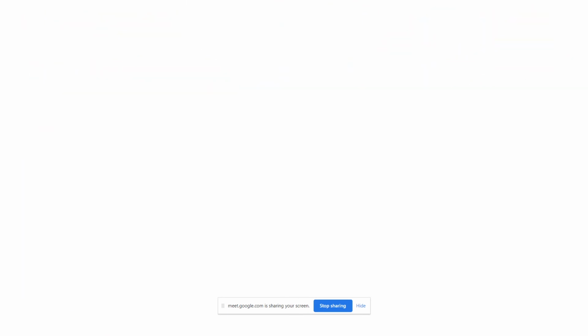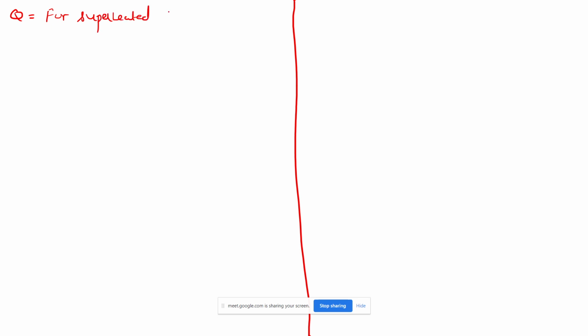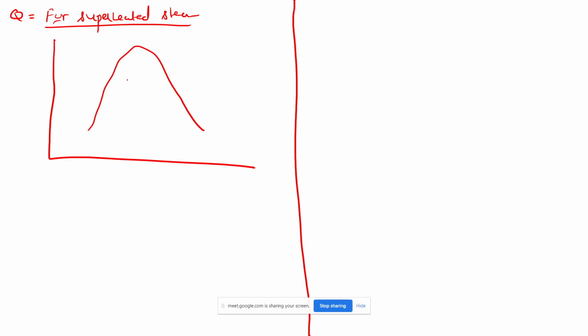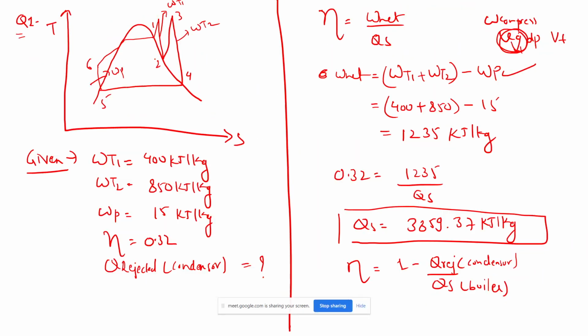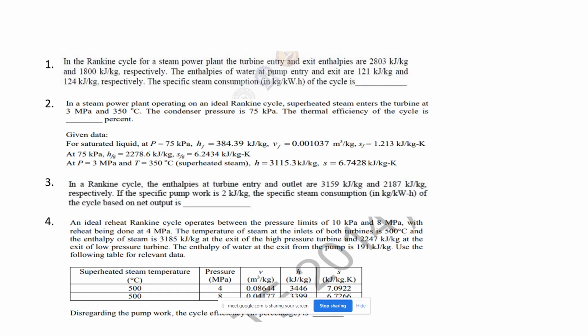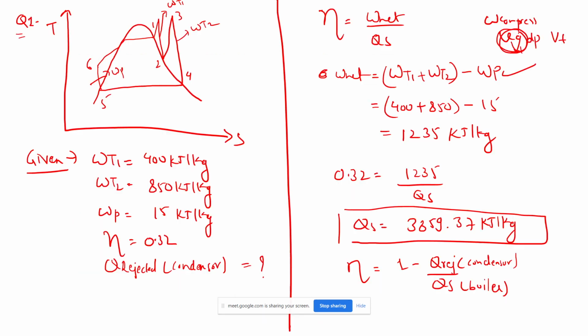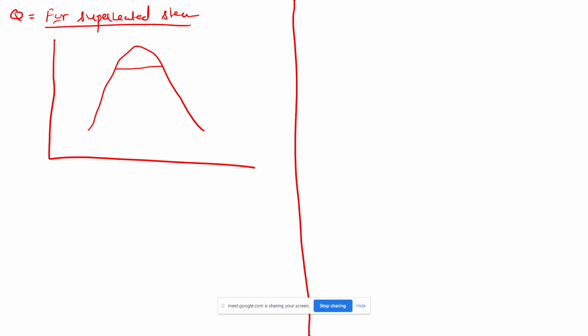I will discuss this question. So for the superheated steam, first we will draw the diagram. What they have given in the question is that in a steam power plant, superheated steam enters at 10 megapascal. So it is entering at 10 megapascal, and the steam is superheated. It is then expanded isentropically in a turbine until it becomes saturated vapor.